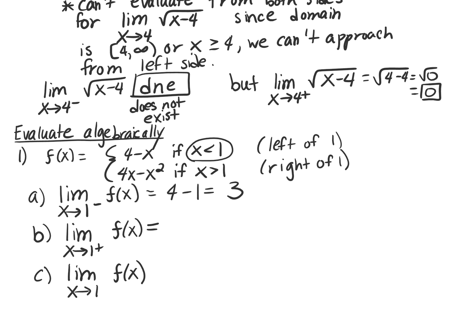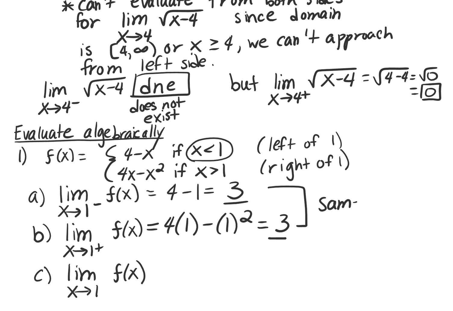And then if I have the plus sign, that means from the right side. So I'm going to plug into the second equation, the one that's coming from the right. I also get 3 for that. Since those are the same, they're approaching the same value.